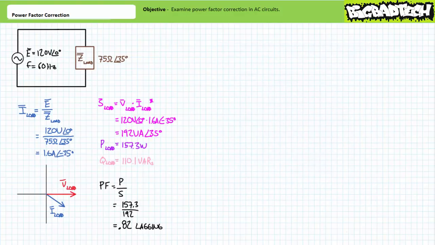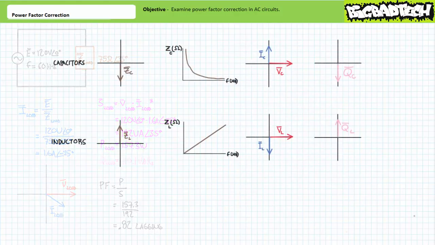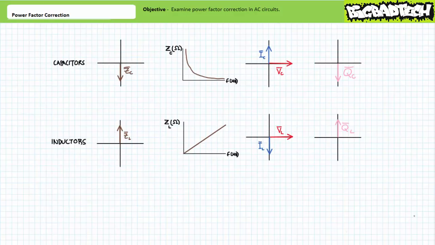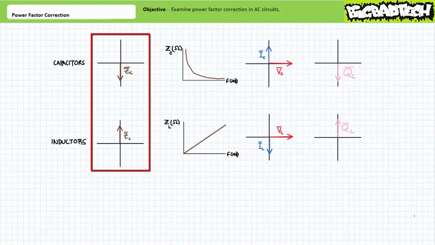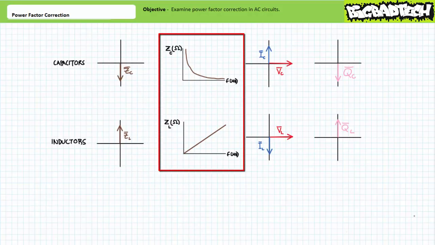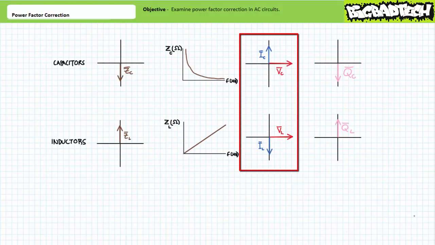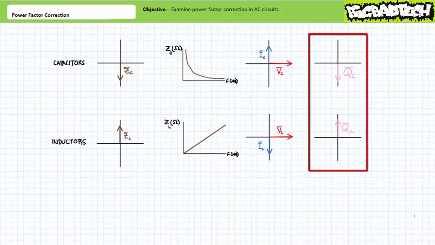Assuming you're still with me, let's examine power factor correction in general terms. Without stretching the truth too much, capacitors and inductors are essentially mirror images of one another in terms of electrical properties. Capacitive elements have negative complex impedance angles, whereas inductive elements have positive complex impedance angles. Capacitive complex impedance magnitude decreases at higher frequencies, whereas inductive complex impedance magnitude increases at higher frequencies. Current through capacitors leads voltage by 90 degrees. In contrast, current through inductors lags voltage by 90 degrees. Reactive power polarity for capacitors is negative, whereas inductive reactive power polarity is positive.